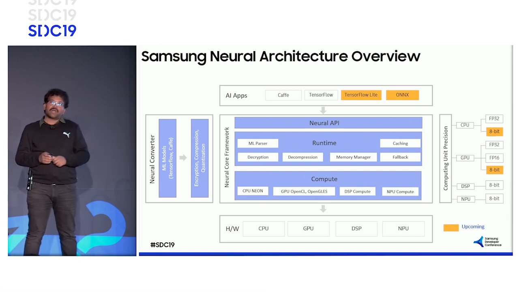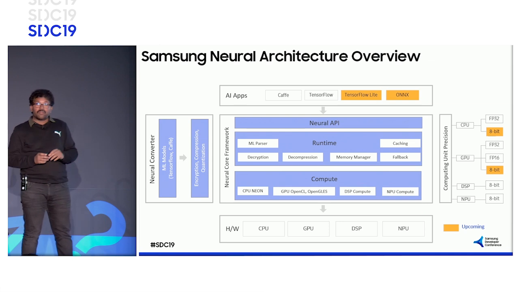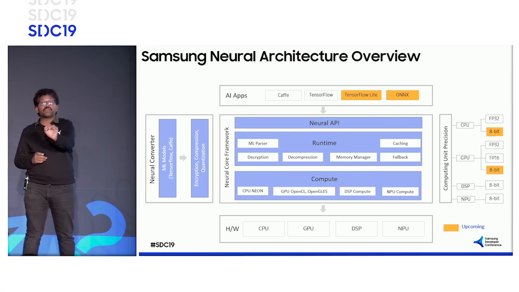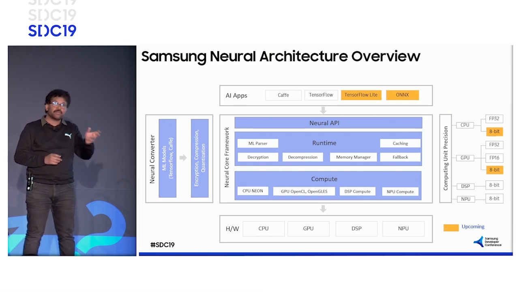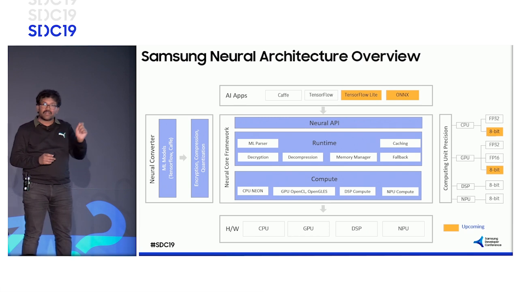It helps to abstract the underlying hardware accelerated devices. It also provides greater flexibility to select a preferred computing unit like CPU, GPU, DSP, and NPU. That is one of the key advantages of Neural API. Choose yourself, depending on your need. That's how Neural API helps.